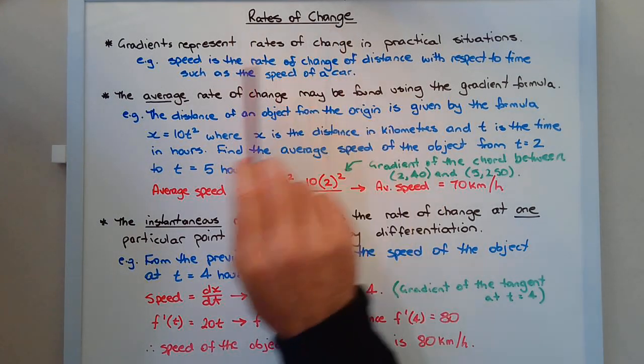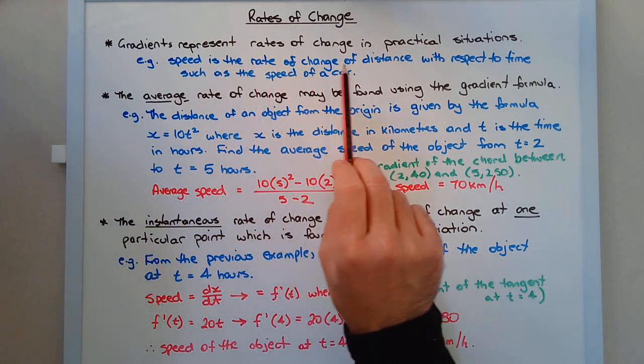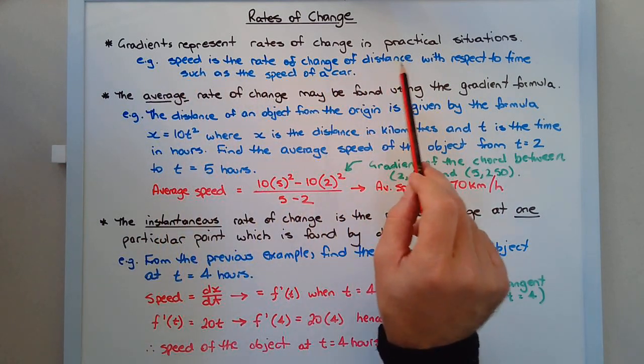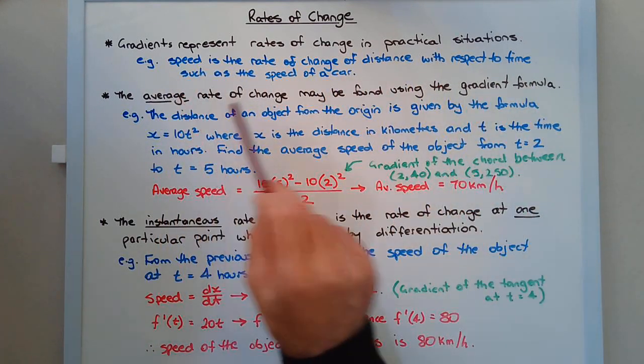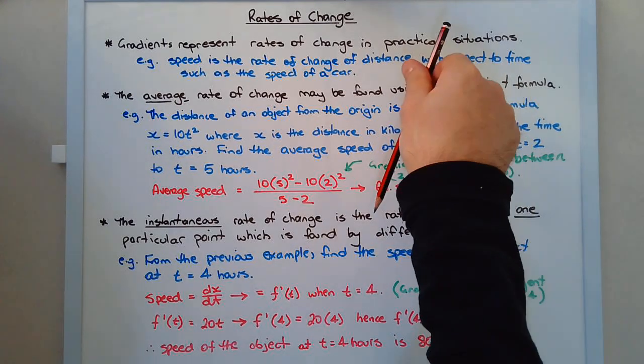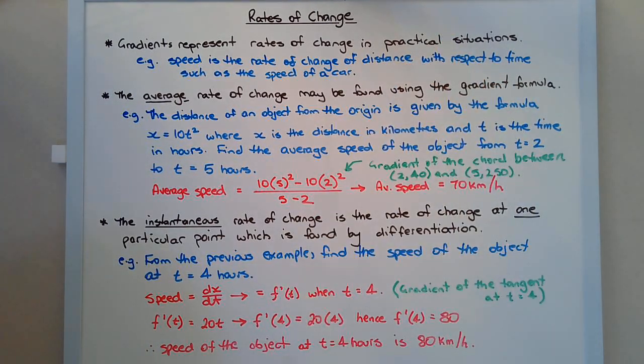Rates of change. Gradients represent rates of change in practical situations. So for example, speed is the rate of change of distance with respect to time, such as the speed of a car, usually measured in kilometers per hour or meters per second. If you recall interpreting or drawing travel graphs, where the y-axis represents distance and the x-axis represents time, then the steeper the line, the faster the object is moving.